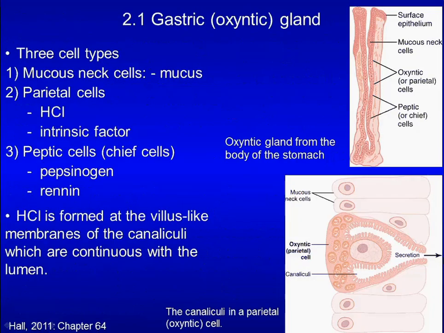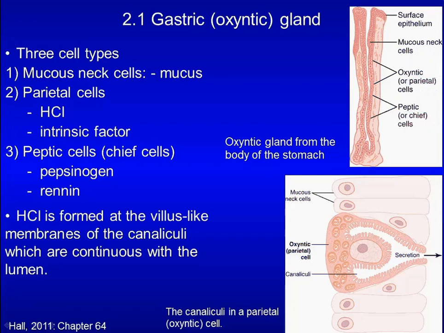Here is an oxyntic gland. It is a tubular gland. It is made up of three cell types: mucous neck cells, parietal cells, and peptic cells. Mucous neck cells secrete mucus. Parietal cells secrete hydrochloride and intrinsic factor. Peptic cells secrete pepsinogen and renin.